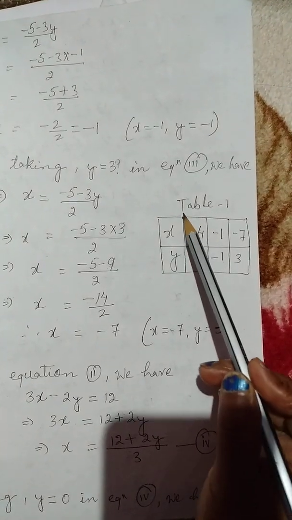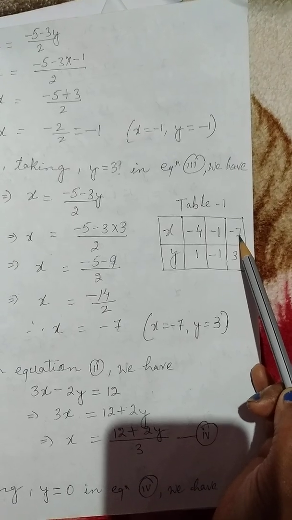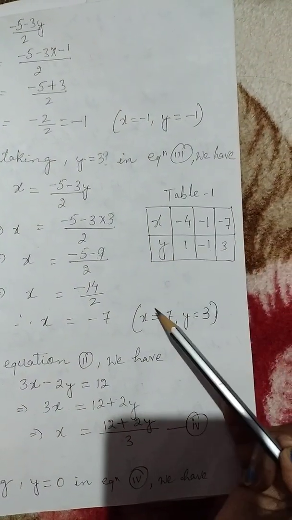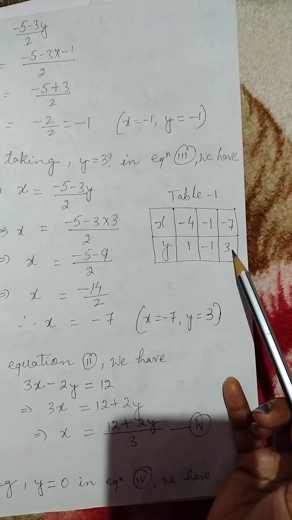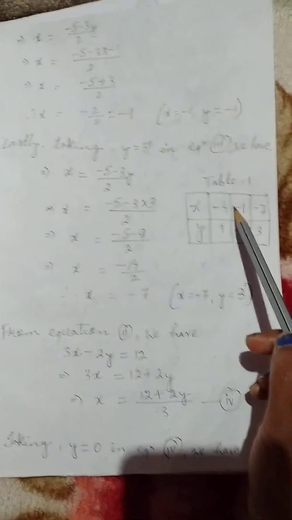So for equation 1, table 1, x values you will write: see, minus 1, minus 7, y is 3, y is minus 1, and this was the first, this one. With this we complete equation 1.